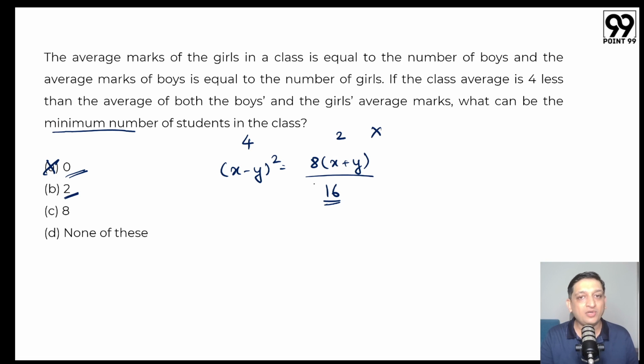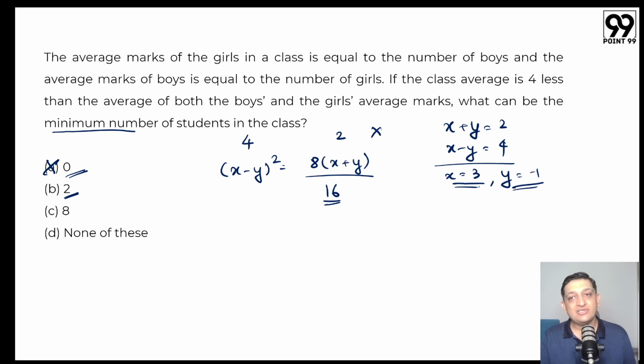The sum of two positive numbers should always be greater than the difference between two positive numbers, and that is why this will not work, because if you just solve these two equations simultaneously, you are going to get x plus y equals 2 and x minus y equals 4. If you add both of them, you are going to get the value of x equals 3. But then what happens? The value of y becomes minus 1, which is not possible. So x equal to 3, y equal to minus 1 is not going to be possible, because of which 2 will not be my answer.